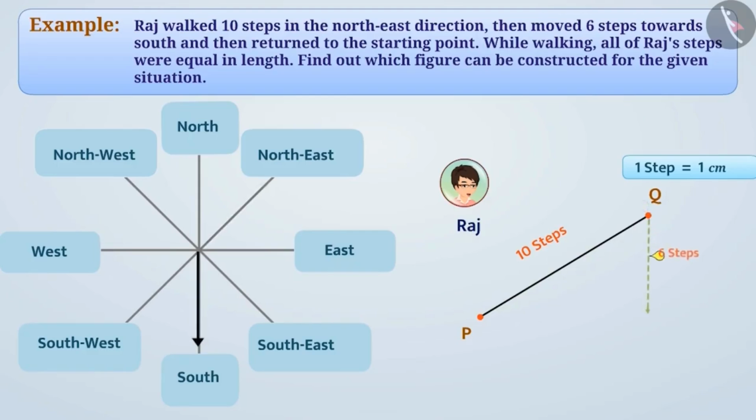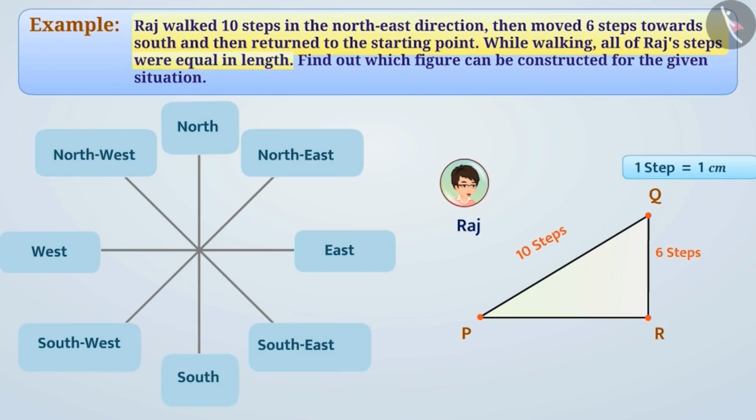Then, Raj walked 6 steps towards the south. We will show this by drawing the line segment QR towards the south. And then, Raj returned to the starting point. We will show this by joining the points P and R to obtain the line segment PR. We see that we have obtained a triangle. Therefore, we can say that a triangle will be formed in the given situation.